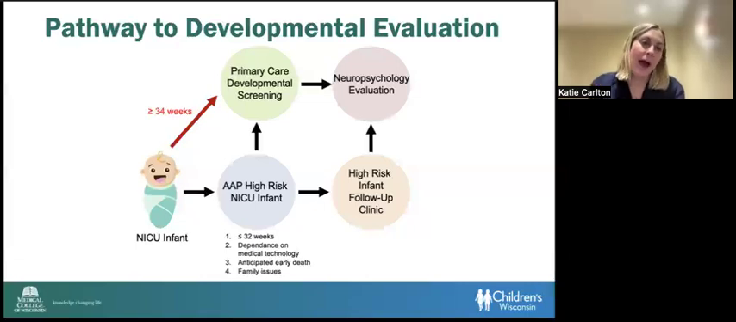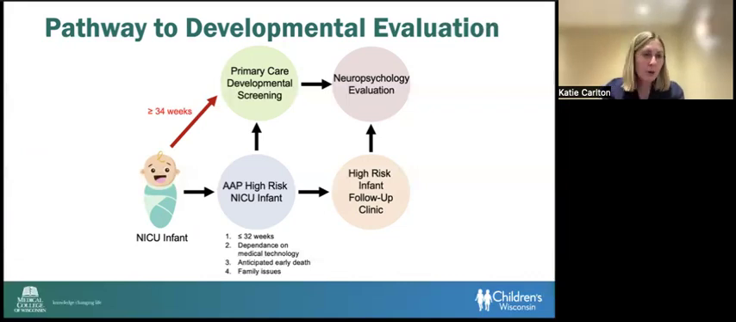So, what does the pathway to a developmental evaluation look like for a NICU patient after discharge? If the patient is identified as one of those high risk patient populations by the AAP, the patient will follow this pathway to high risk infant follow-up clinic, and then eventually, if there's concerns, they could get a neuropsychology evaluation for further diagnostic testing.